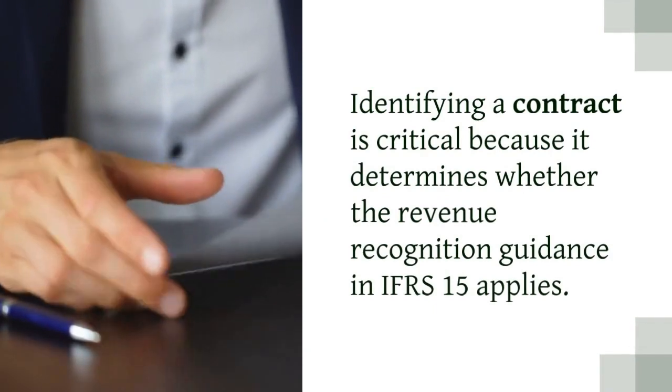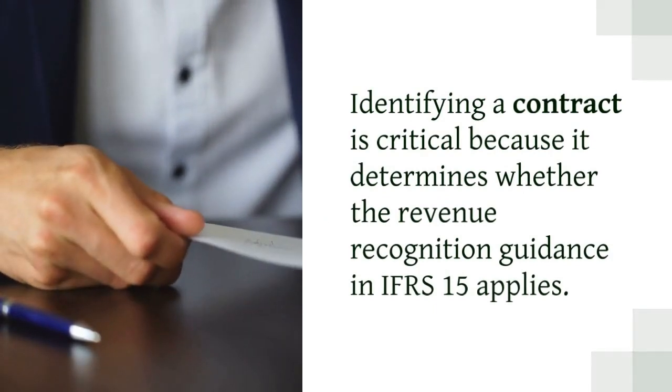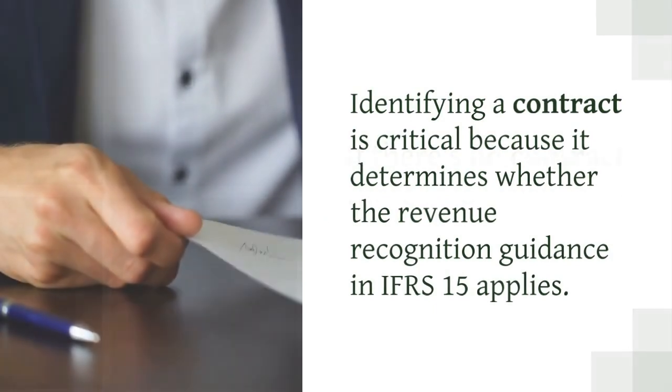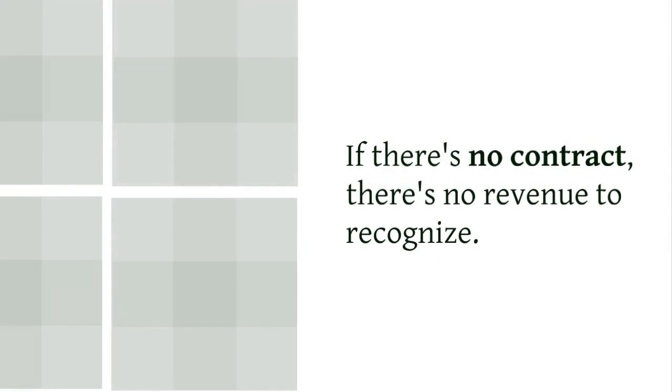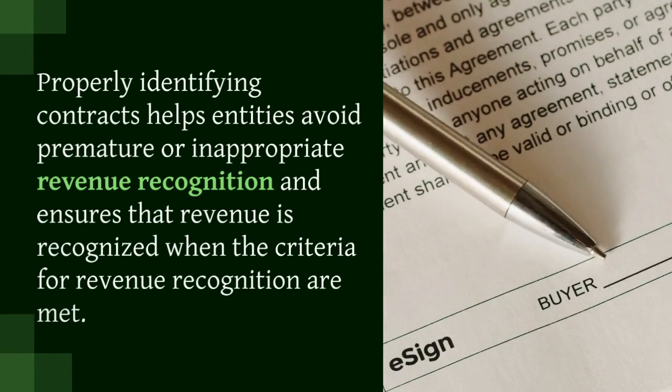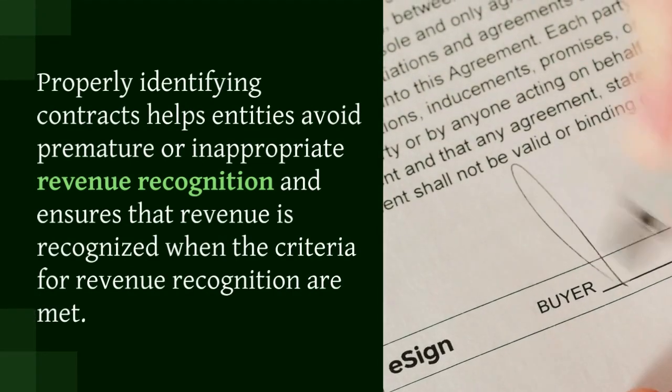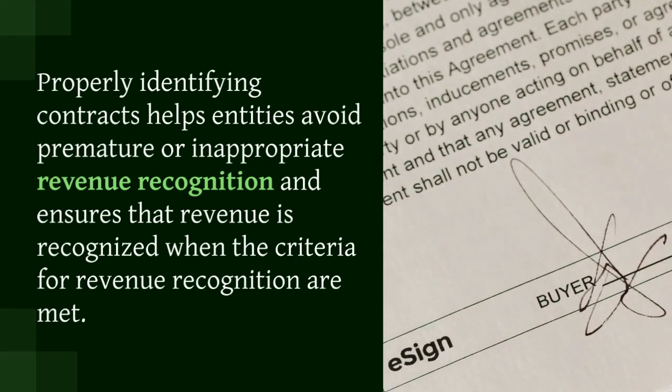Why is Step 1 important? Identifying a contract is critical because it determines whether the revenue recognition guidance in IFRS 15 applies. If there's no contract, there's no revenue to recognize. Properly identifying contracts helps entities avoid premature or inappropriate revenue recognition and ensures that revenue is recognized when the criteria for revenue recognition are met.